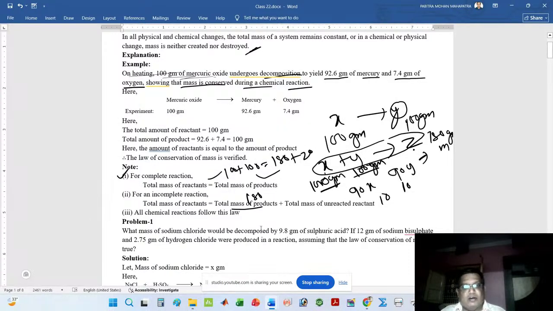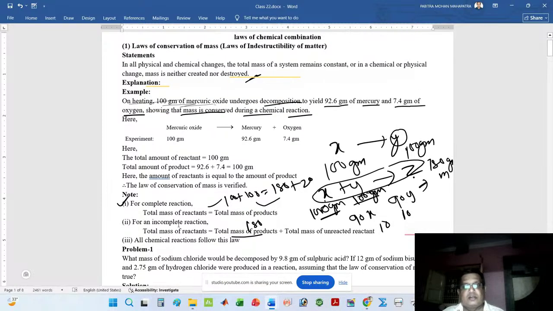All chemical reactions follow this law. The law of conservation of mass is always satisfied in all chemical reactions.